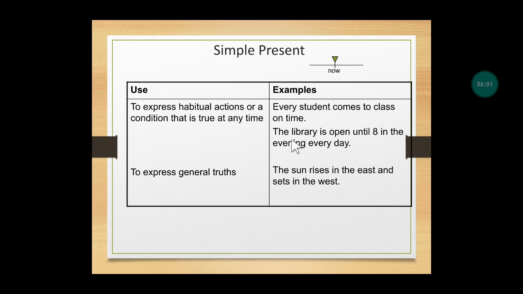The library is open until 8 in the evening every day. The library is open every day is a habitual action and it is true at any time. To express general truths: any general truth is expressed only in the simple present tense. The sun rises in the east and sets in the west is a universal truth, a general truth, and general truths will always be written in the simple present tense.